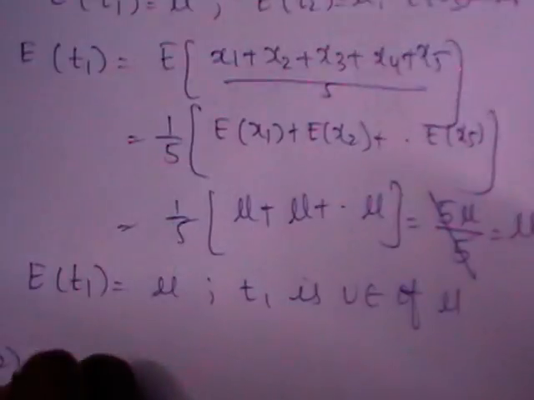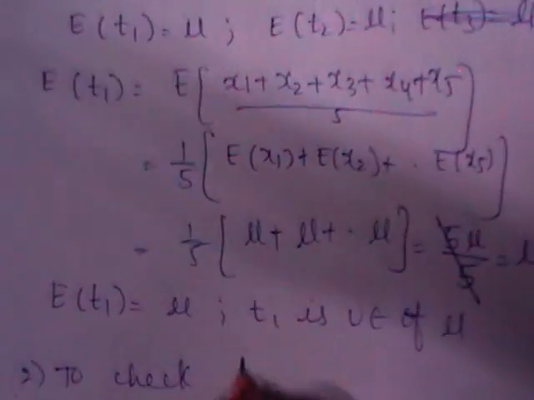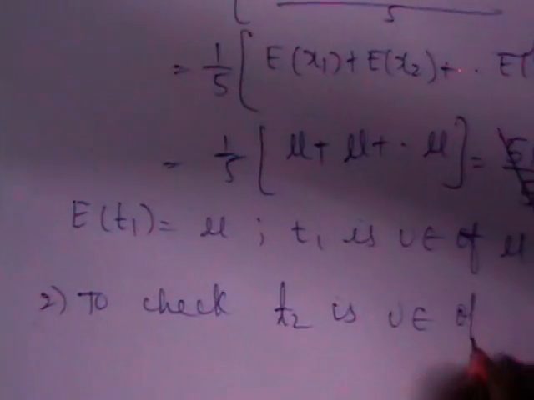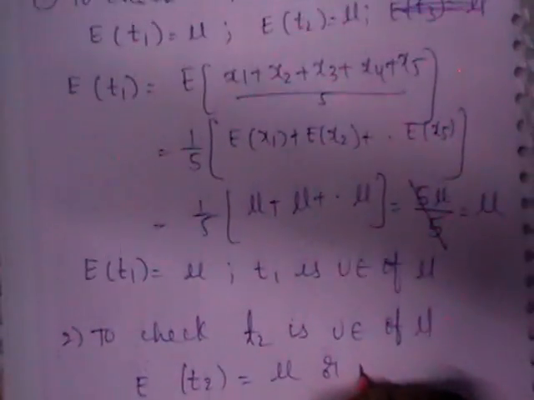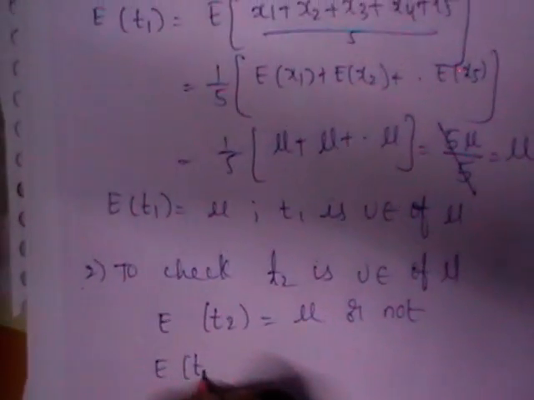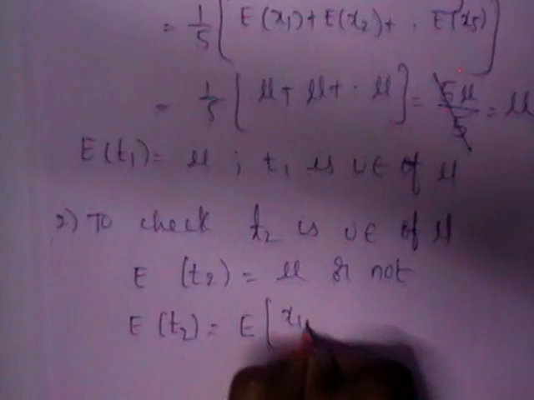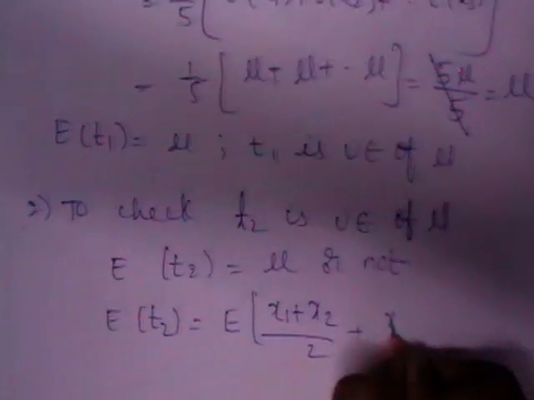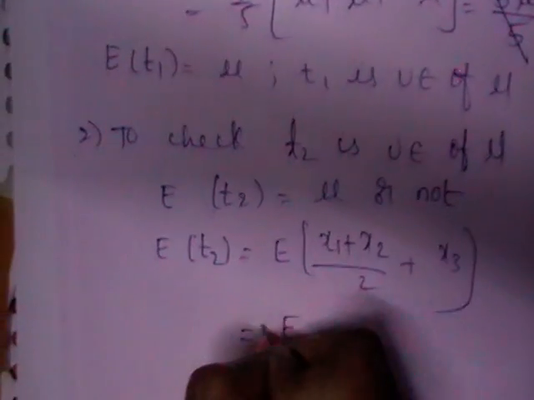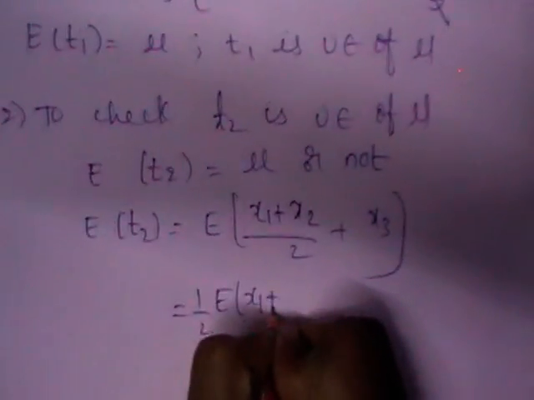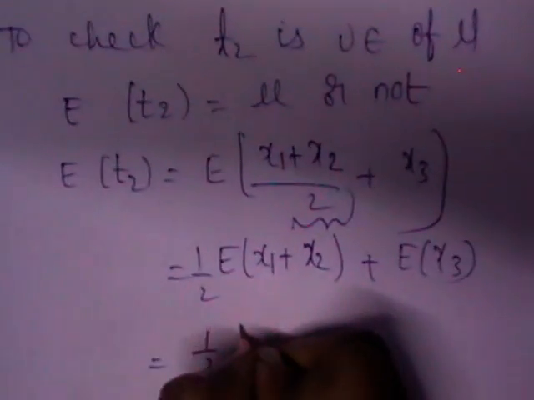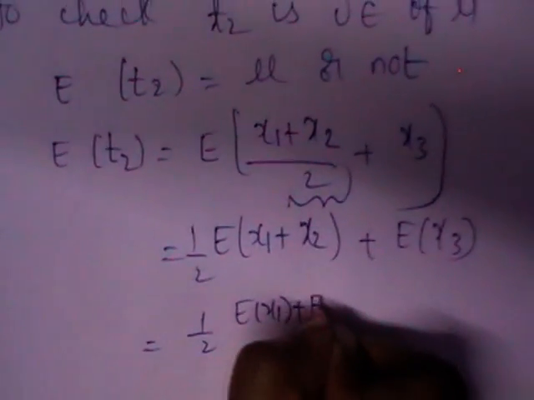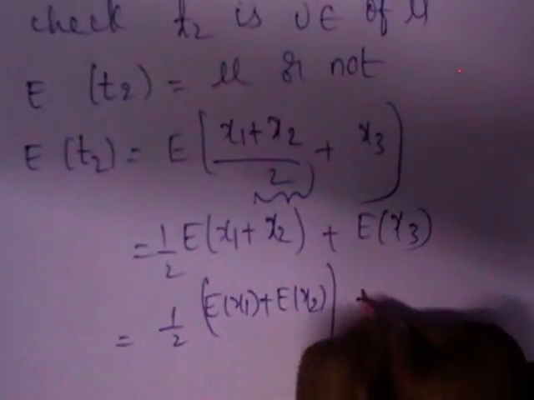Second one, what do you need to check? Check whether T2 is unbiased estimator of mu. That is, you should check whether E of T2 is equal to mu or not. What is E of T2? T2 is nothing but E of x1 plus x2 by 2 plus x3. So 1 by 2 can be taken out. E of x1 plus x2 plus E of x3. See, this 1 by 2 is only for the first term. 1 by 2 E of x1 plus E of x2 plus E of x3.